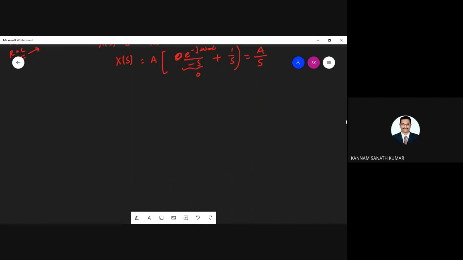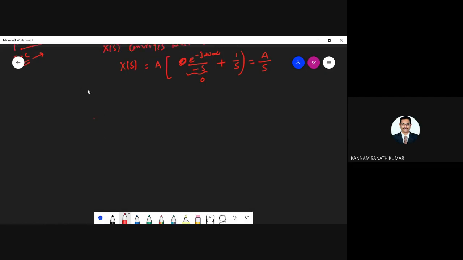So next we'll see x of t. Which function will we see? x of t equal to t into u of t. So how can you define this function? This is equal to t for t greater than or equal to 0, and 0 for t less than 0. So this is the second problem.